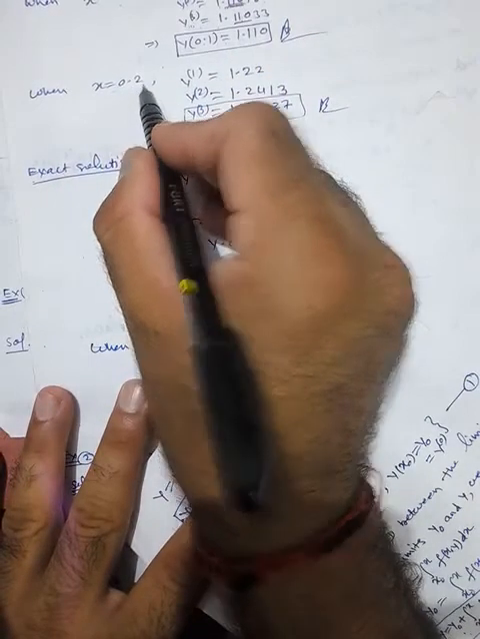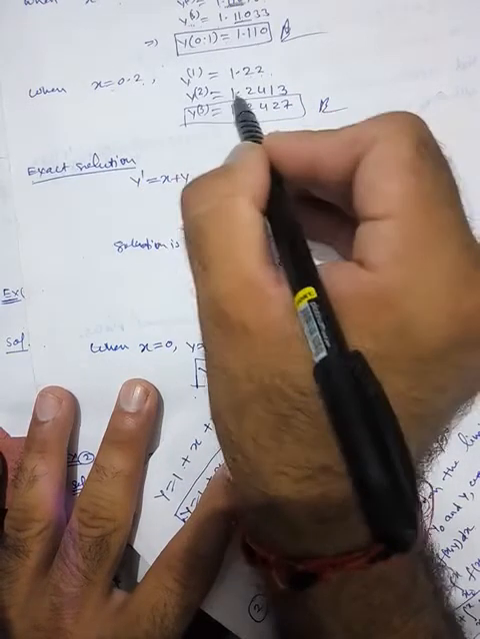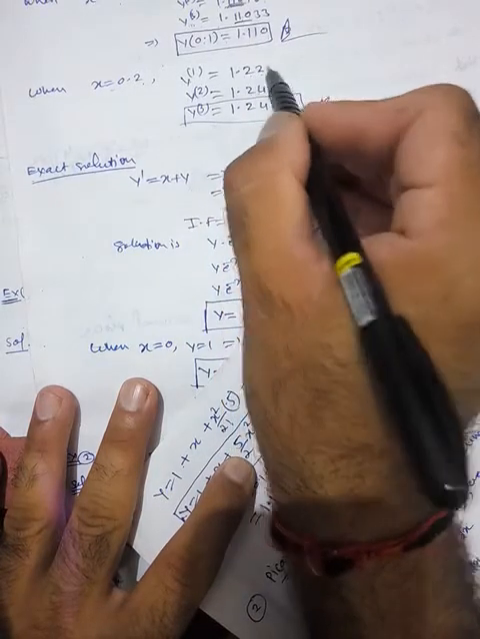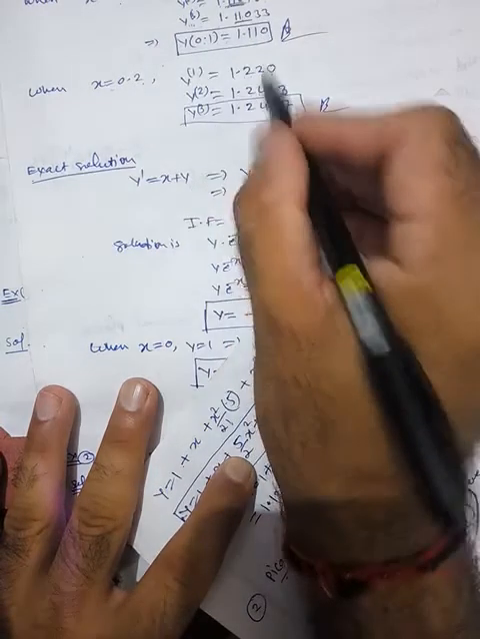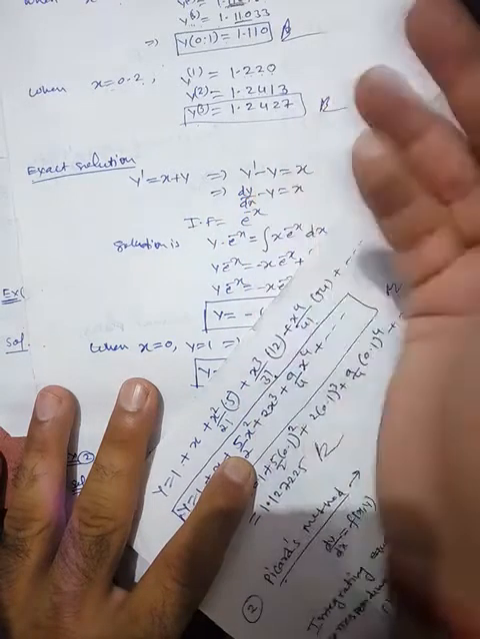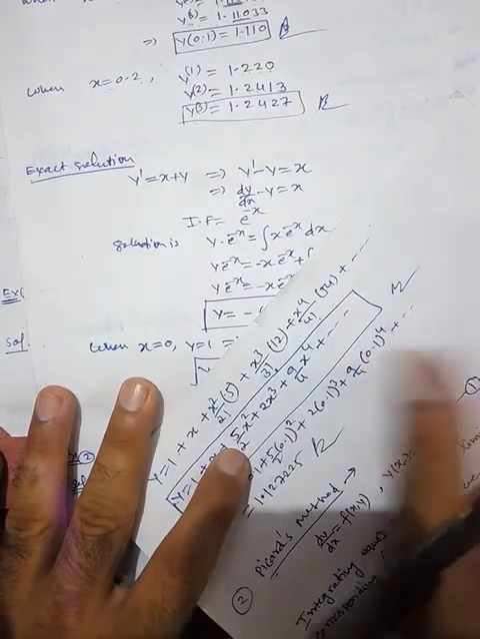Fine. Similarly, you can find y at 0.2. From the first approximation, this will be 1.22. From the second approximation, 1.2413. They are not the same up to the third decimal place, so from the third approximation we get this. Similarly, you can do the fourth approximation. So approximately this is the solution.